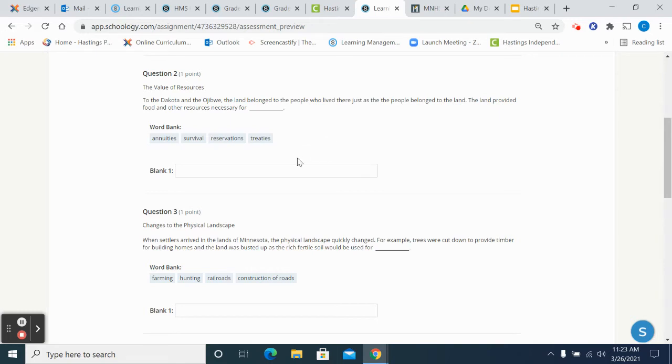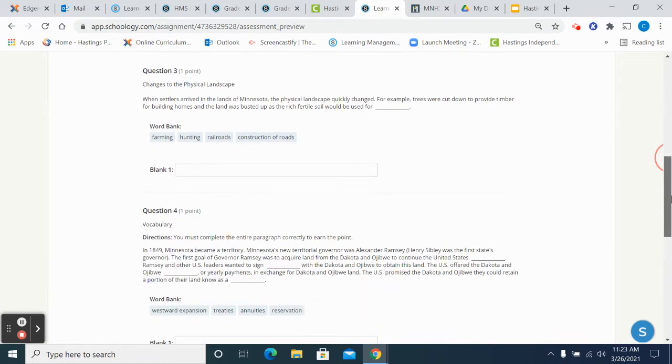And as a reminder, let's just say I thought the answer was reservation. Click inside the blank first. In other words, you'll see this blank highlighted and simply click on the answer. And that way you don't have to type. If you do type and you misspell one of the answers within the word bank, Schoology will mark it as incorrect.